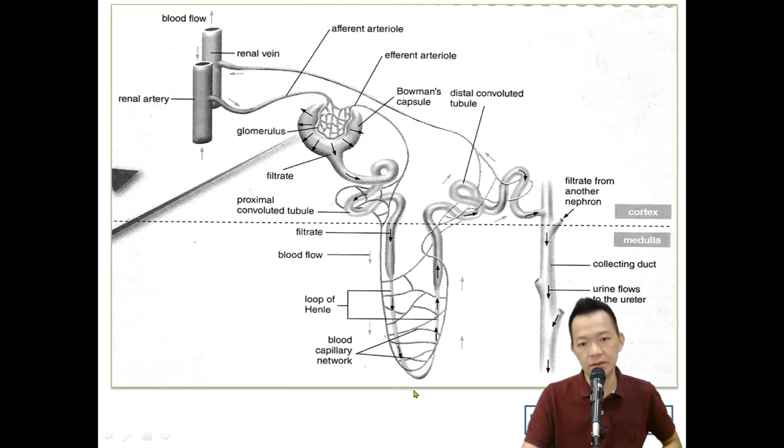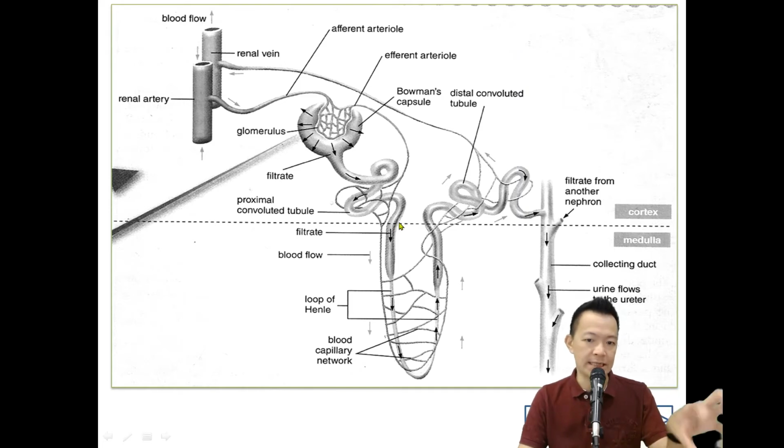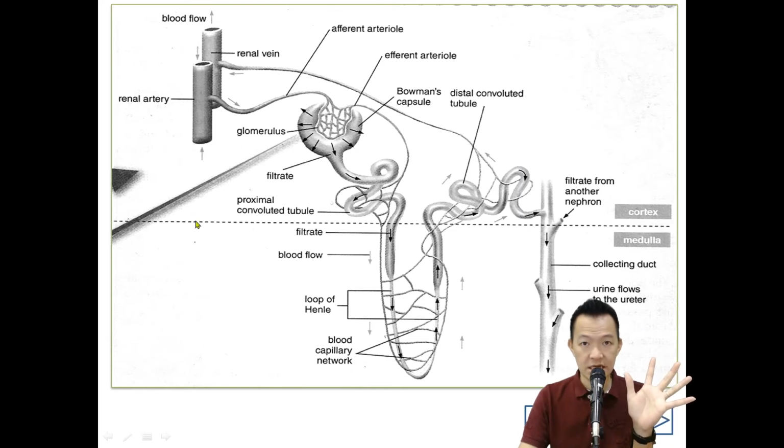We go slower and copy some things. So when the filtrate moves from the glomerulus to the Bowman's capsule, the filtrate finally flows to the proximal convoluted tubules. Inside the proximal convoluted tubules, some of the material will be reabsorbed back to the blood capillary. But what are the substances? I'm going to put the substances here. You're going to cross out the name called proximal convoluted tubule.